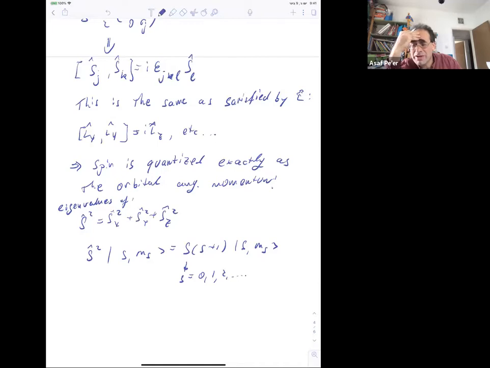Do you guys need to refresh your memory about angular momentum in quantum mechanics? If you do, I can help you. I mean, don't be shy. There's no point that I speak and you've got no clue what I'm talking about. It's not very hard. It's kind of basic quantum mechanics, I think.